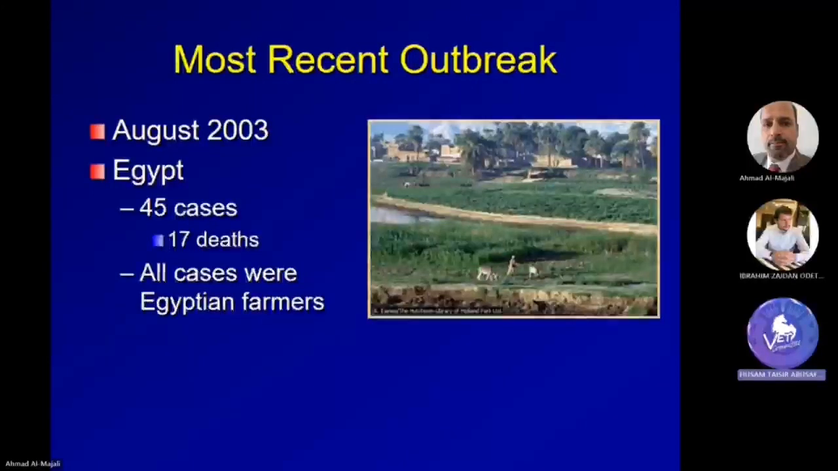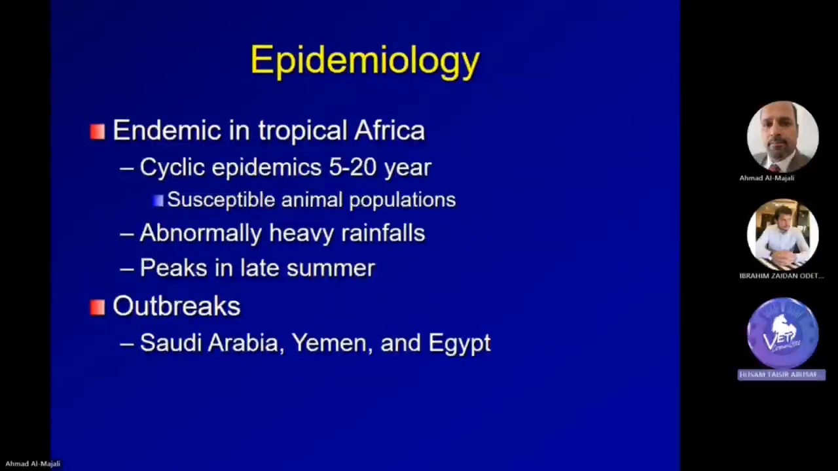There were outbreaks afterwards that showed huge human cases. It was in Egypt in 2003 that caused 17 deaths. So let's go back to the epidemiology now.